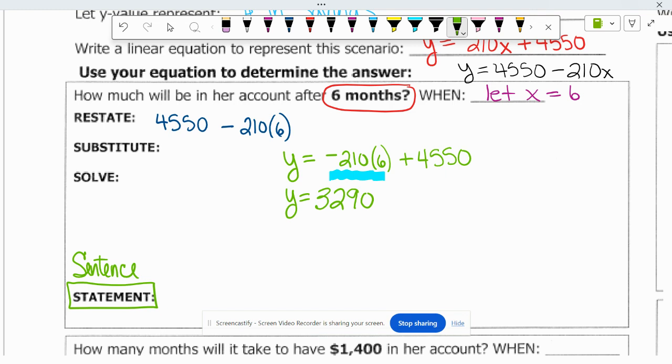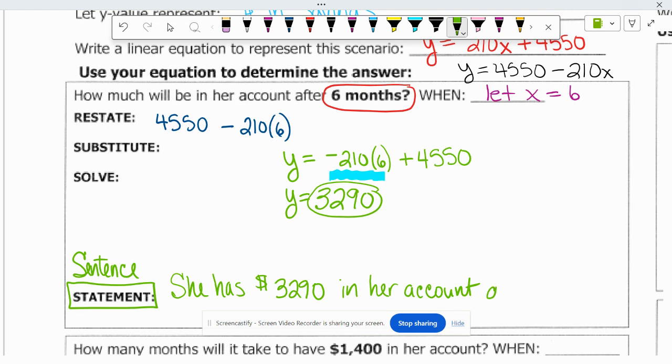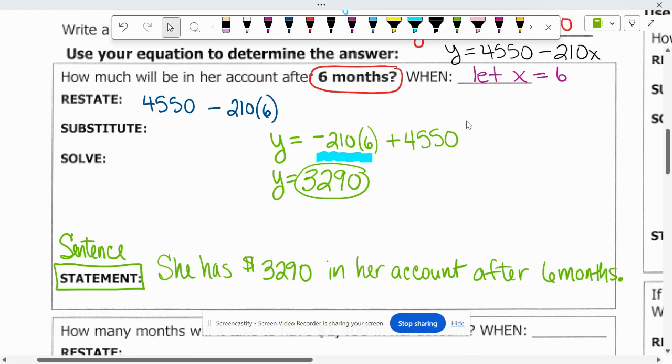So if I say to you, how much will be in her account after 6 months, you would say she has how much money? $3,290 in her account after 6 months. That's what it means by give a sentence or a statement answer.